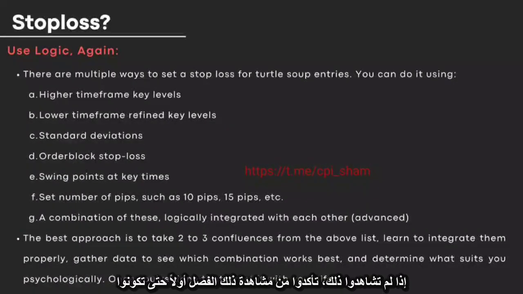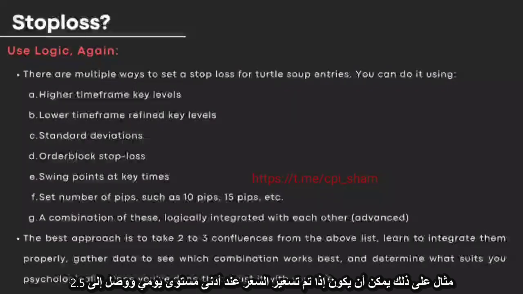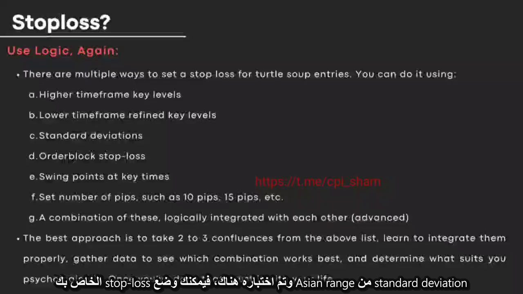An example of this could be if price has purged a daily low and it has reached the 2.5 standard deviation of the Asian range and it has tested there, then you could put your stop loss beyond that standard deviation level, such as the 3 standard deviation level or the 4, and that would be a protected zone for your stop loss to be placed.